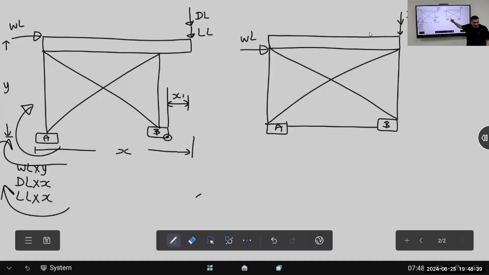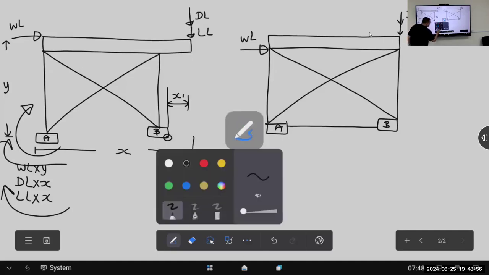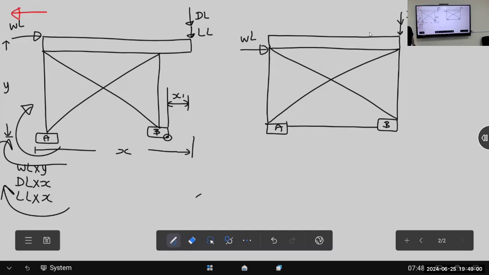Come here, don't go away. Did you feel now the art of civil engineering? Very simple, but we need to feel it. Very nice. So now the combination is live load, dead load, and wind load. Assume the wind load is here. Assume a wind load in this direction.